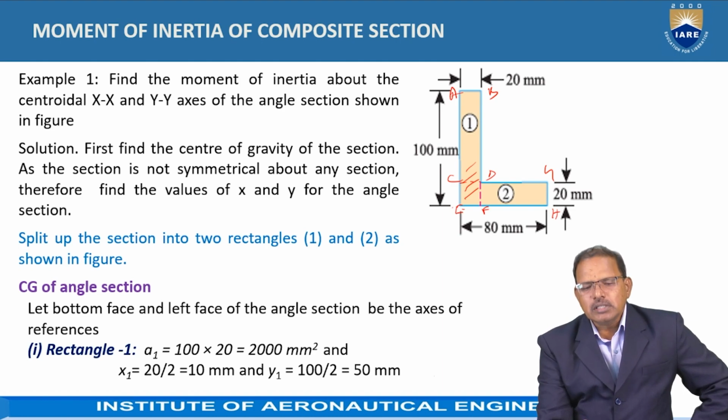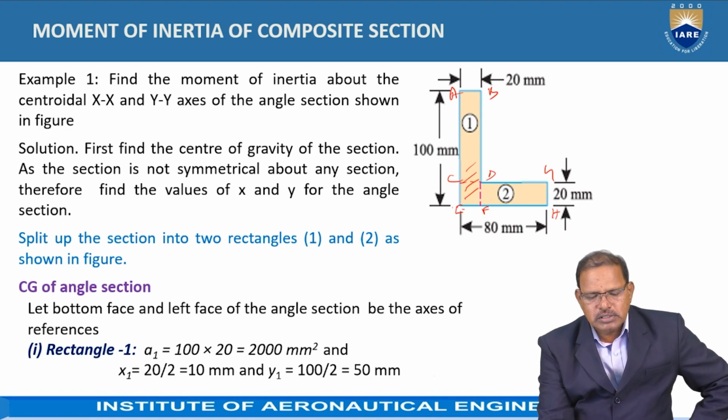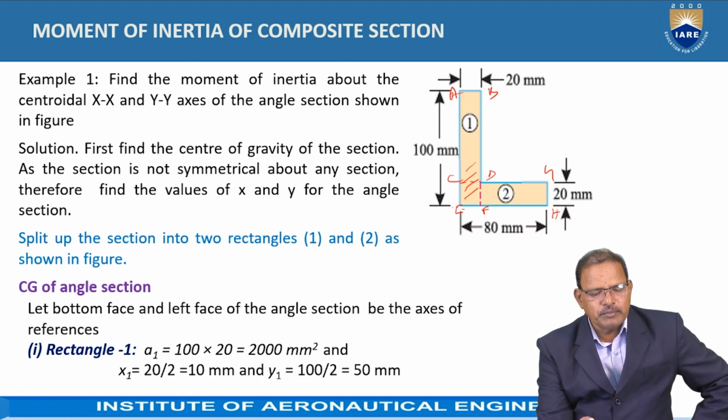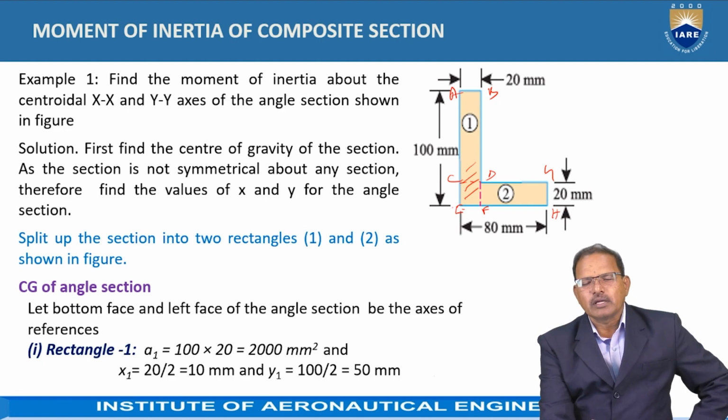Afterwards, by using the moment of inertia transfer formula, transfer the moment of inertia of each section about the central axis. Then the total moment of inertia possessed by the composite section is equal to the sum of the moments of inertia of segments 1 and 2 about the same axis. So this procedure we have to follow to determine the moment of inertia of a composite section. Here the problem is to find the moment of inertia about the central x-axis and y-axis of the angle section shown in the figure.